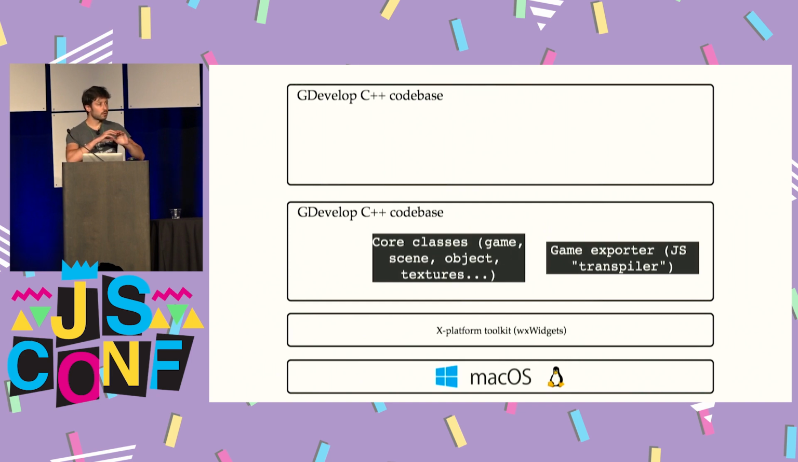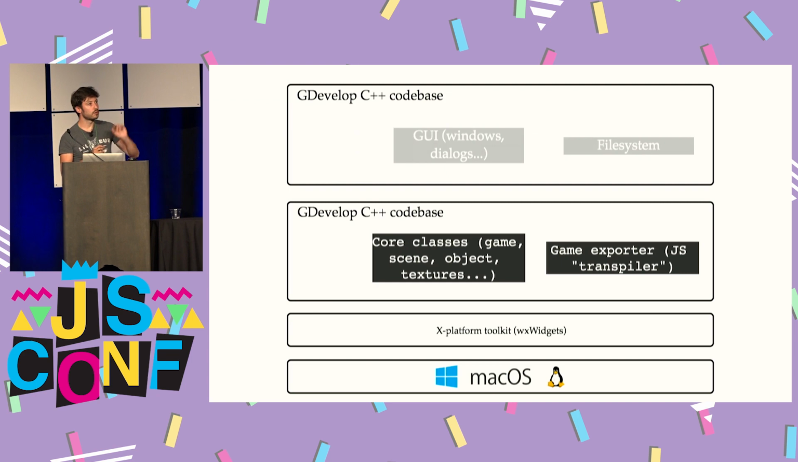There is the core of the software, which is composed of the C++ classes, defining what a game is, what an object is, and how an event is composed of conditions and actions, and all the tools that are transpiling these events to JavaScript so that you get a running game. On top of this, there was all the interface done in C++ using a toolkit called wxWidgets. And there was the interaction with the file system. So my first idea was, okay, let's replace the interface with React.